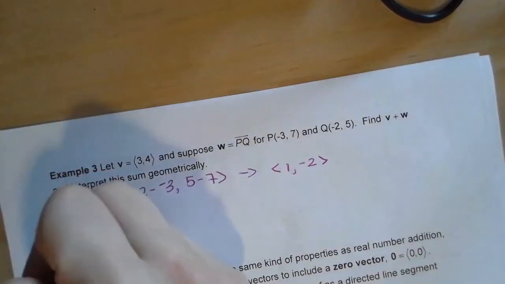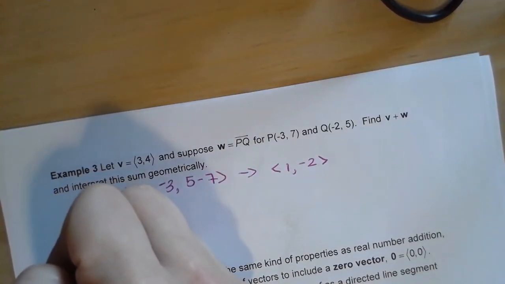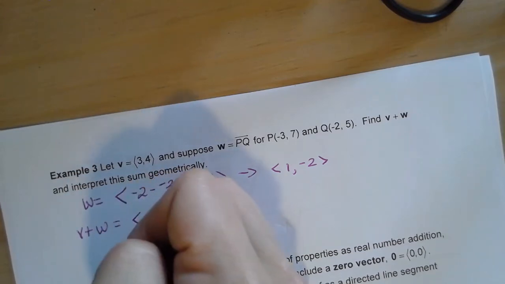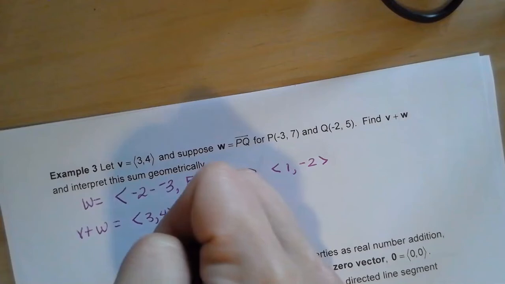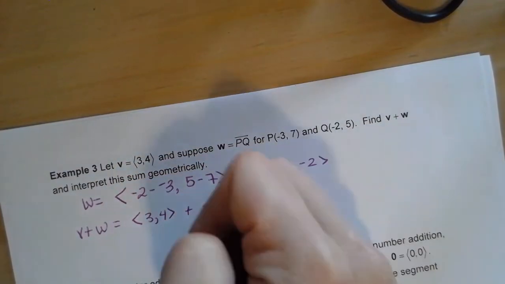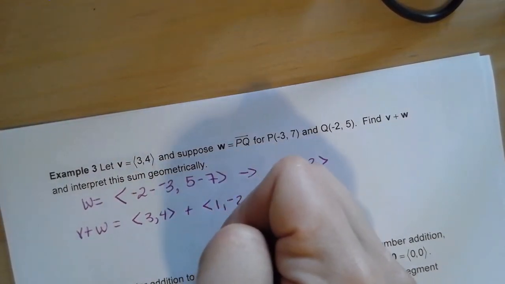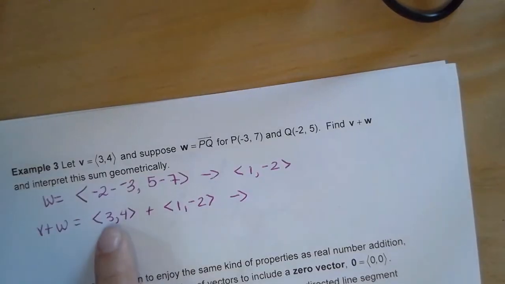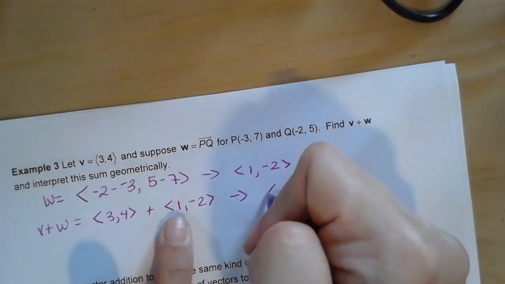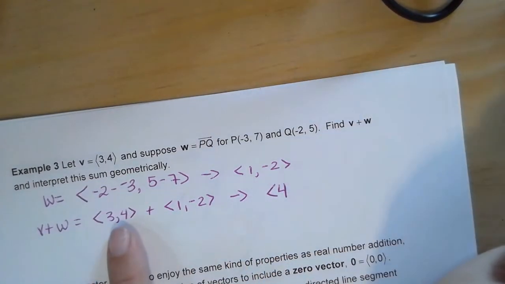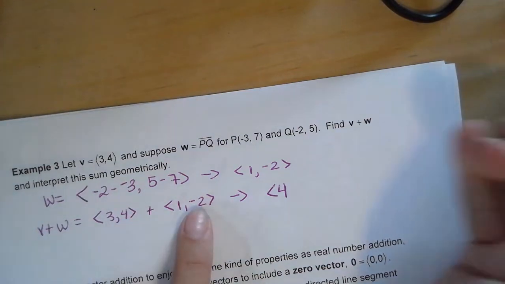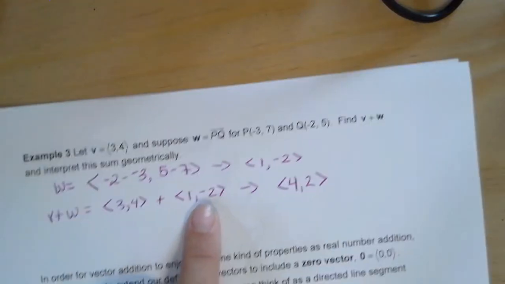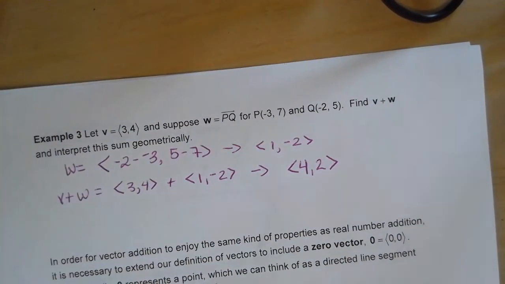Alright, now I can add V plus W. So really what I'm doing, guys, is I'm saying vector 3, 4, adding with vector 1, negative 2. When you guys do this, you have to add the same components. So I'm going to add 3 and 1. 3 and 1 gives me 4. And I'm going to add 4 and negative 2, which is 2. Now, I am actually going to show you graphically how this worked.